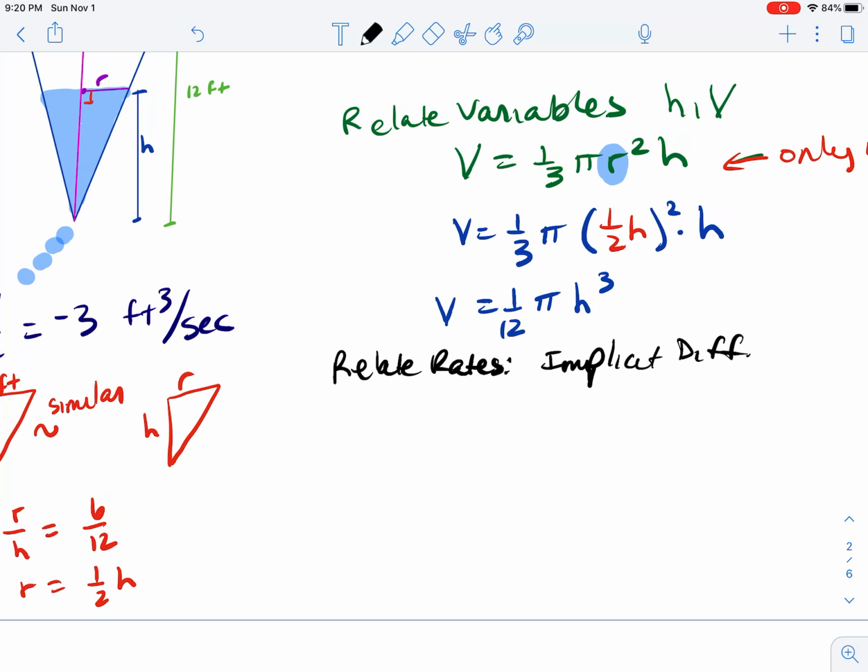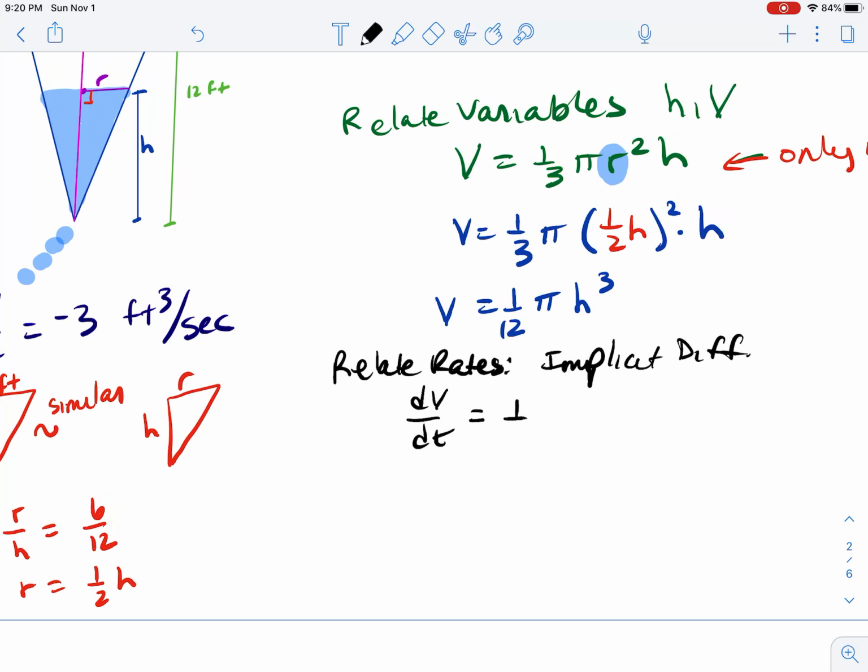And in relating my rates, I do implicit differentiation. And so I take the derivative of v, which is 1 times dv/dt, equal to 1/12 times pi. The derivative of h cubed is 3h squared times dh/dt. Don't forget the chain rule on all of them. They're implicitly defined as functions of time.